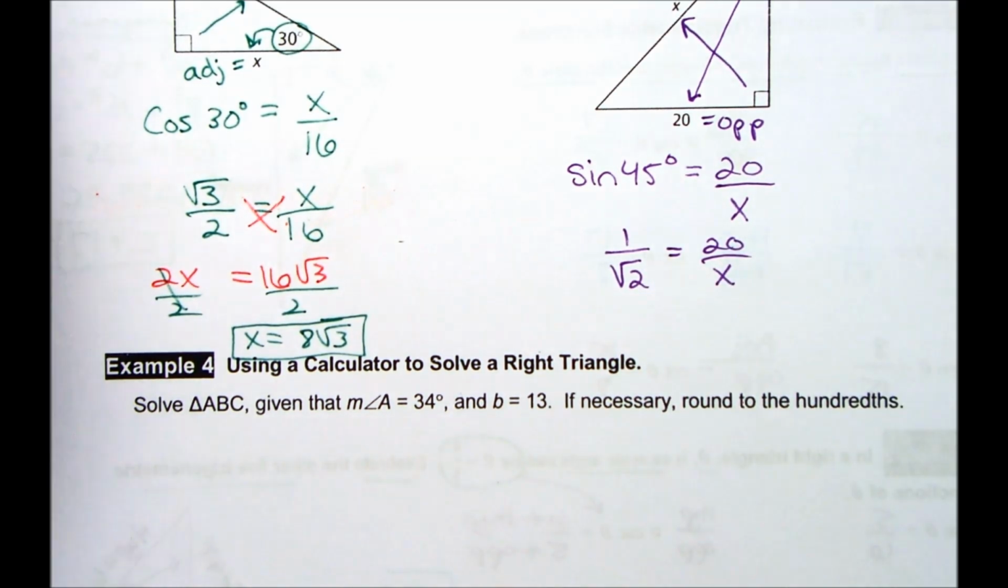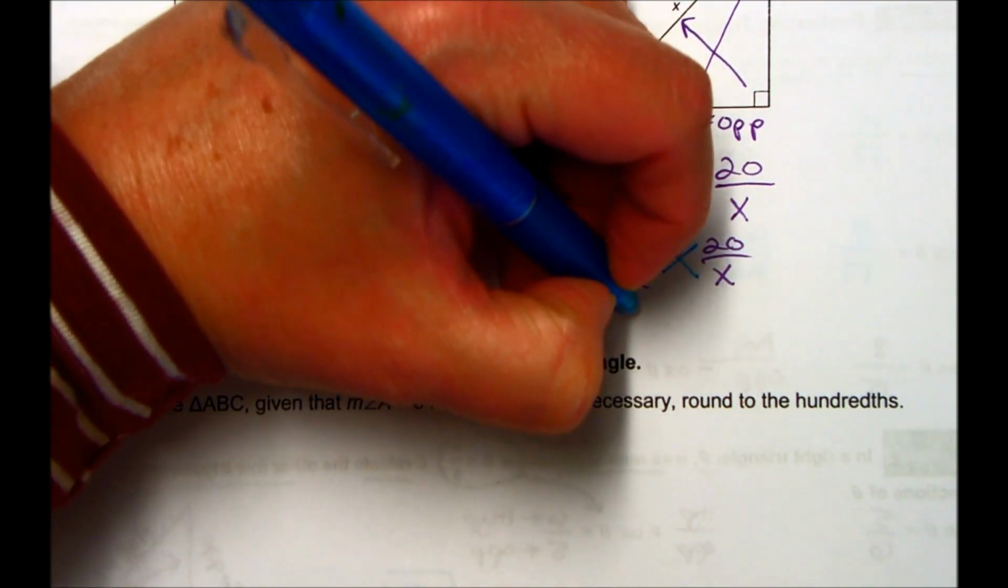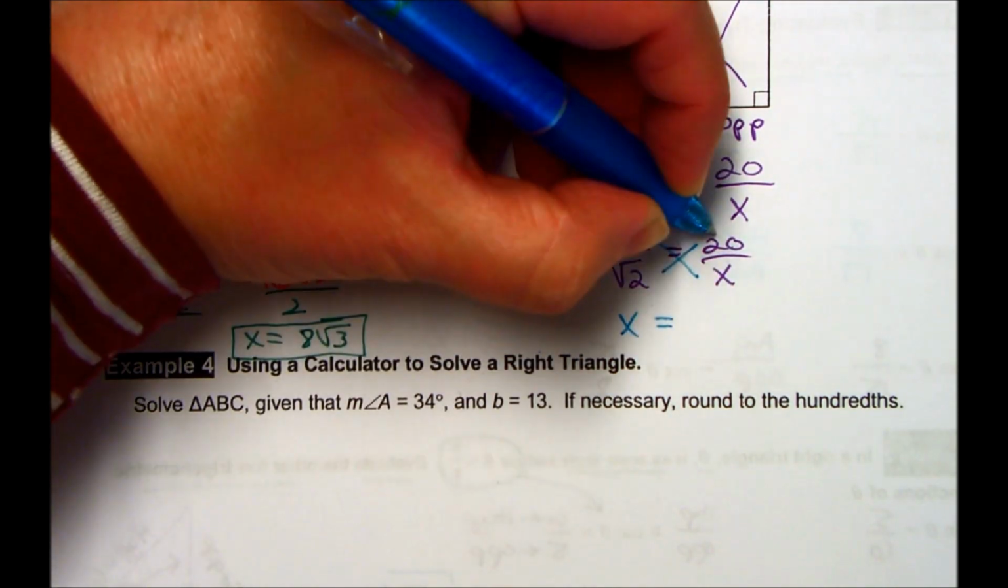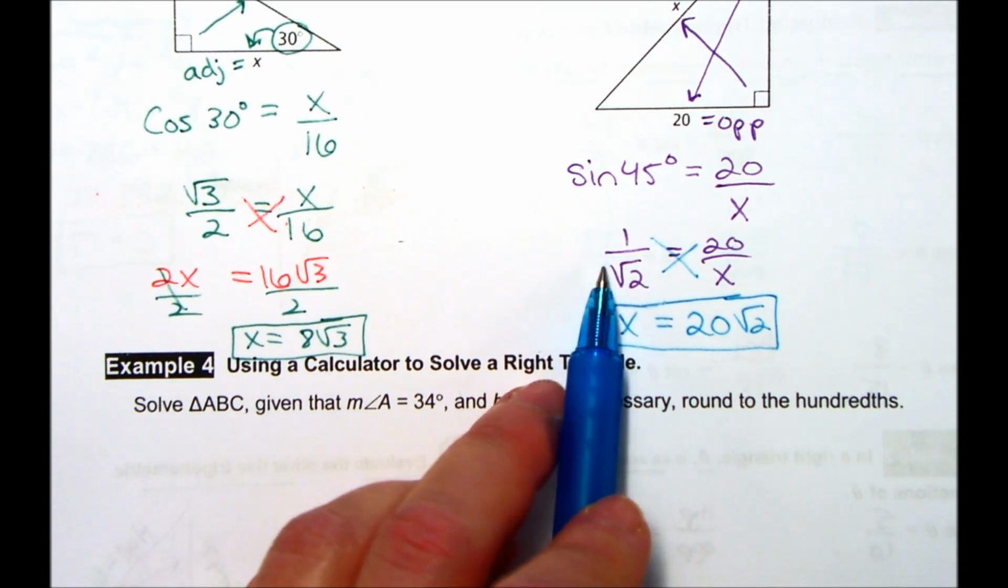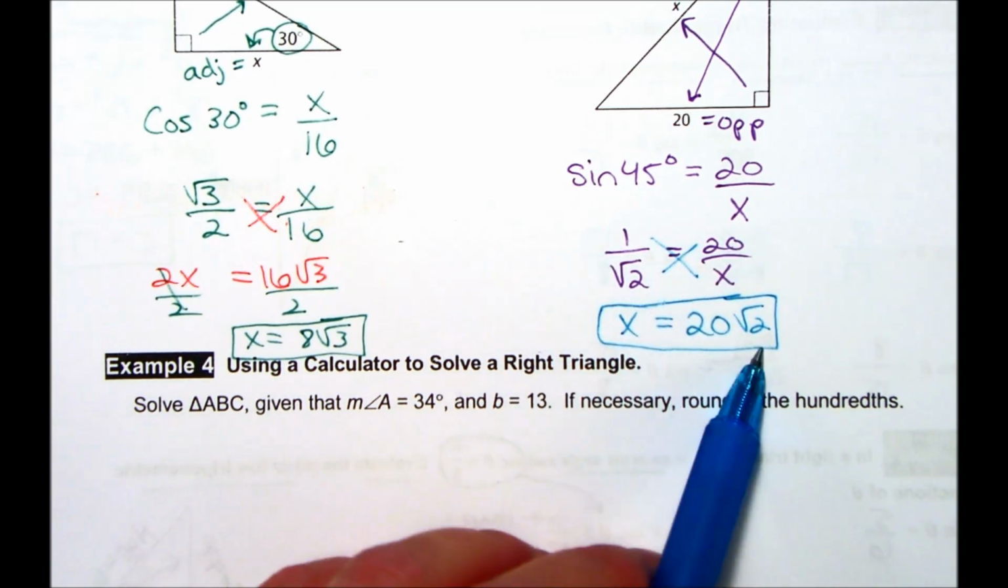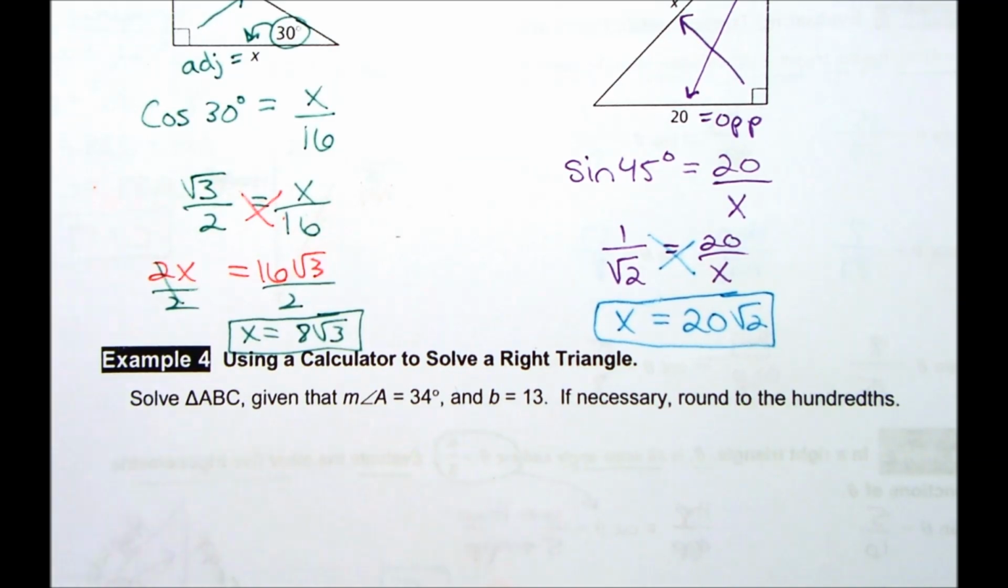Again, we can cross multiply. 1 times x is just x, and square root of 2 times 20 is 20 square root of 2. Not having this in rationalized form helped, because when we multiplied, it was a little bit easier. So 20 square root of 2 gives us our answer for x.